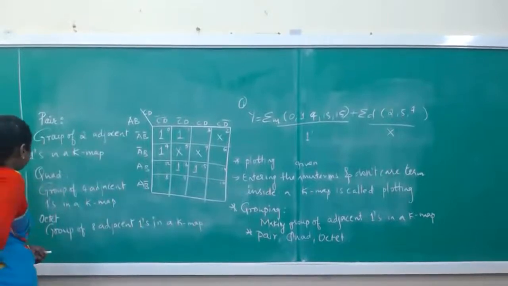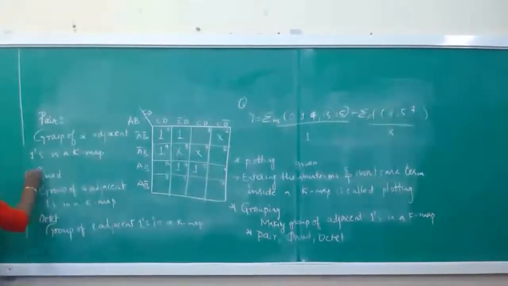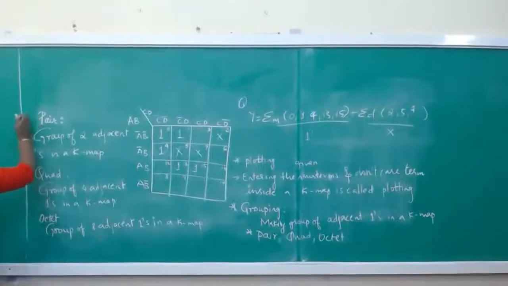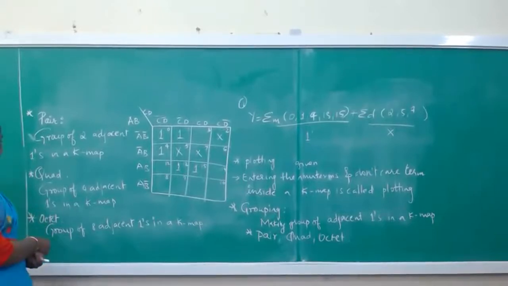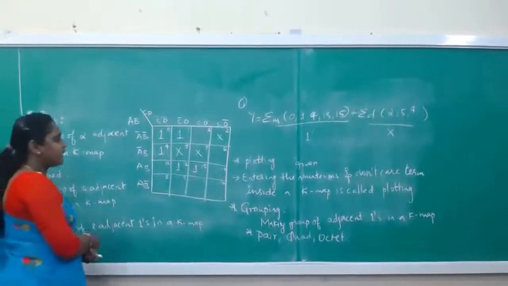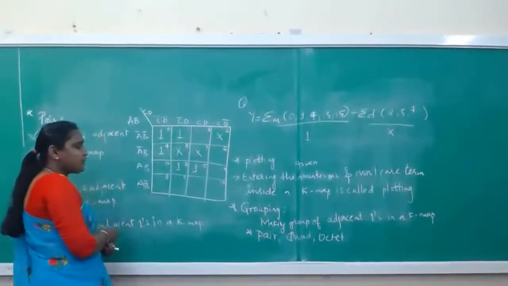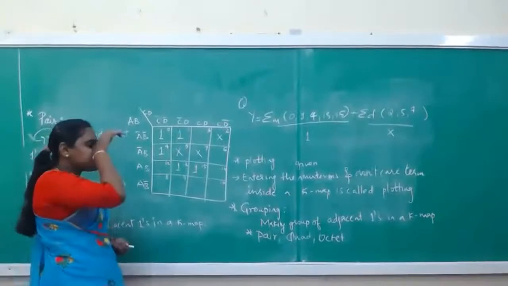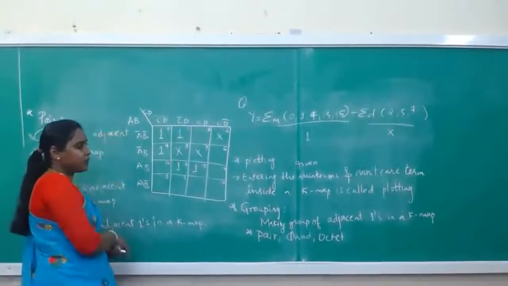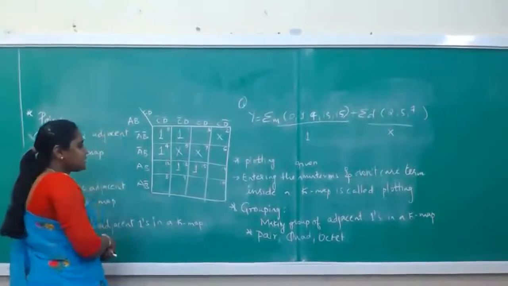These definitions are very, very important from the exam point of view. They will be asked for 1 mark: what is pair, what is quad, what is octet, or define pair, define quad, define octet. Now, what exactly is grouping? Making groups of adjacent ones in a K-map in the form of pair, quad, or octet is called grouping.